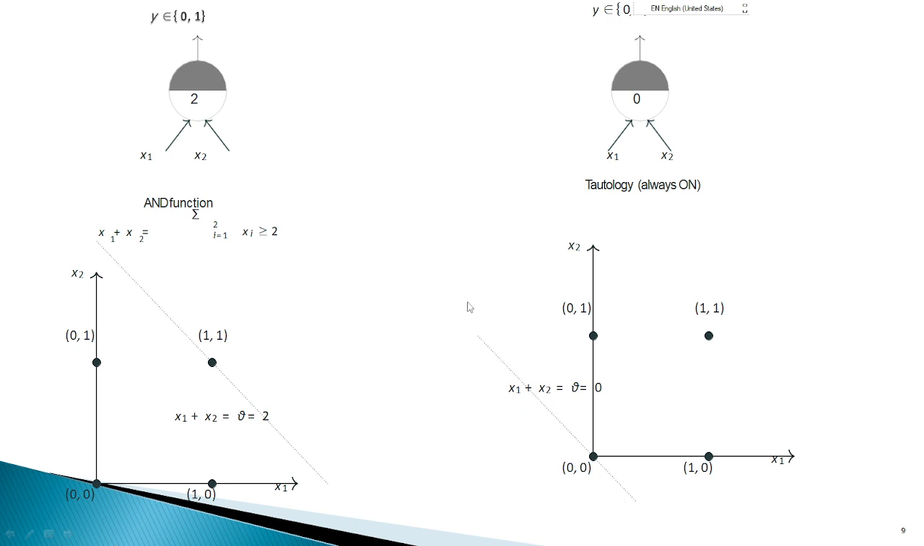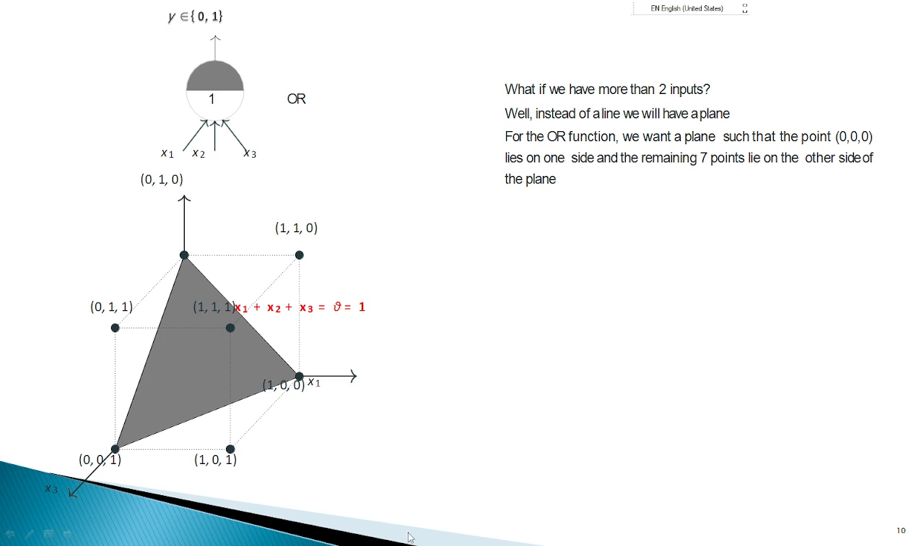So MP neuron works well with linearly separable functions. For three inputs, x1, x2, x3, instead of a line, we will get a plane. For the OR function with 3 inputs, the threshold is 1. If it is an AND, the threshold has to be 3.